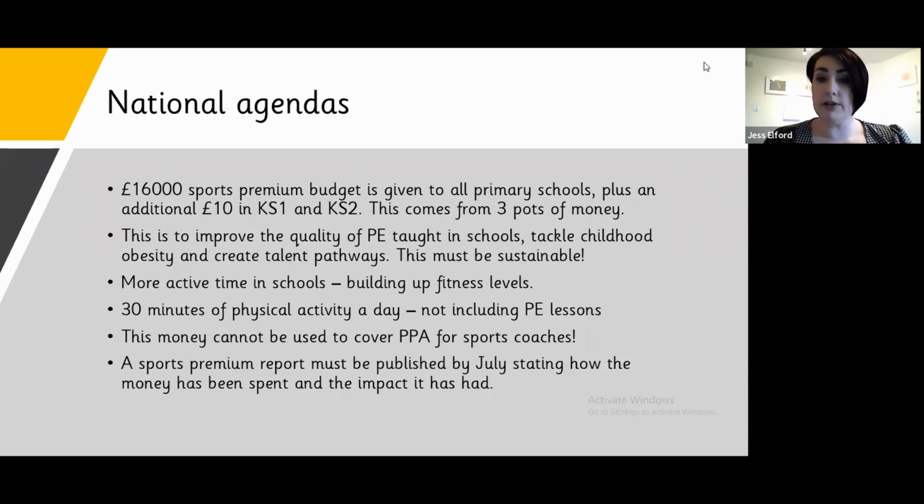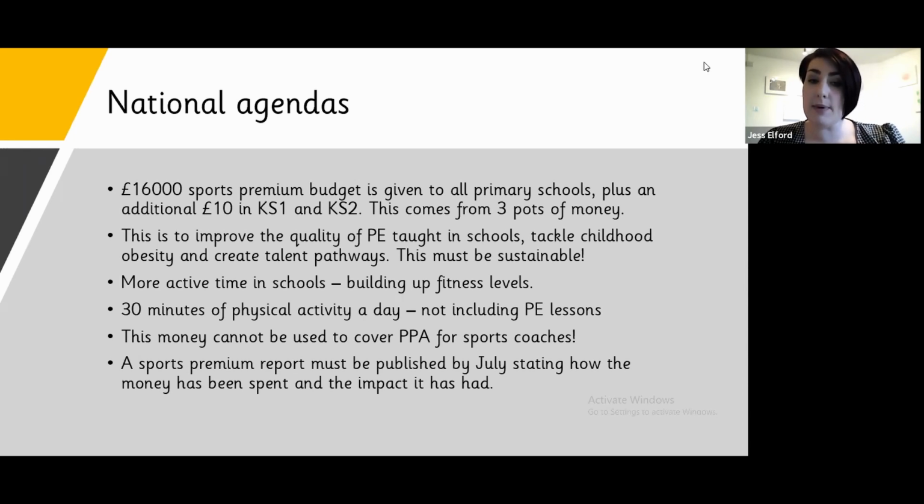National agendas. Currently, there is £16,000 sports premium given to all primary schools. There is an additional £10 per pupil in Key Stage 1 and 2. This does not include foundation, so you don't get that £10 per pupil for the numbers of children you've got in foundation. This money is used to support the quality of PE that is taught in schools, tackle childhood obesity, which we know is on the increase and on the rise, even more so since COVID, and create those talent pathways to spot those children who are quite talented early on, make the links with local clubs and local sports groups, and ensure that they are on the correct pathway.